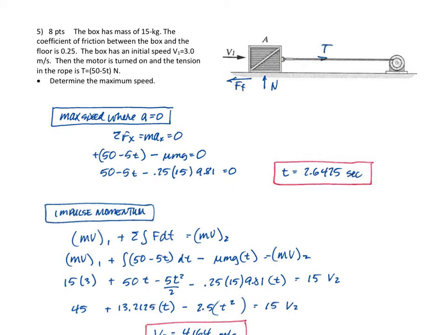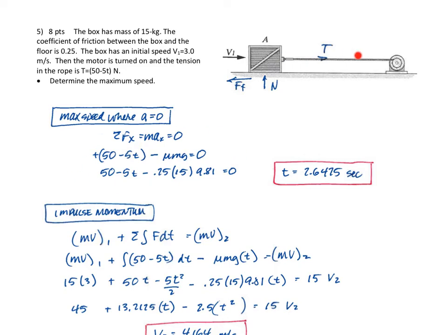There are other methods. You can find a relationship between velocity and position if it's a position problem, or between velocity and time if it was a time problem, and you could take the derivative and set it equal to 0. But the easiest and most straightforward way is to just know that maximum speed occurs where acceleration is equal to 0. So again, F equals ma problem.